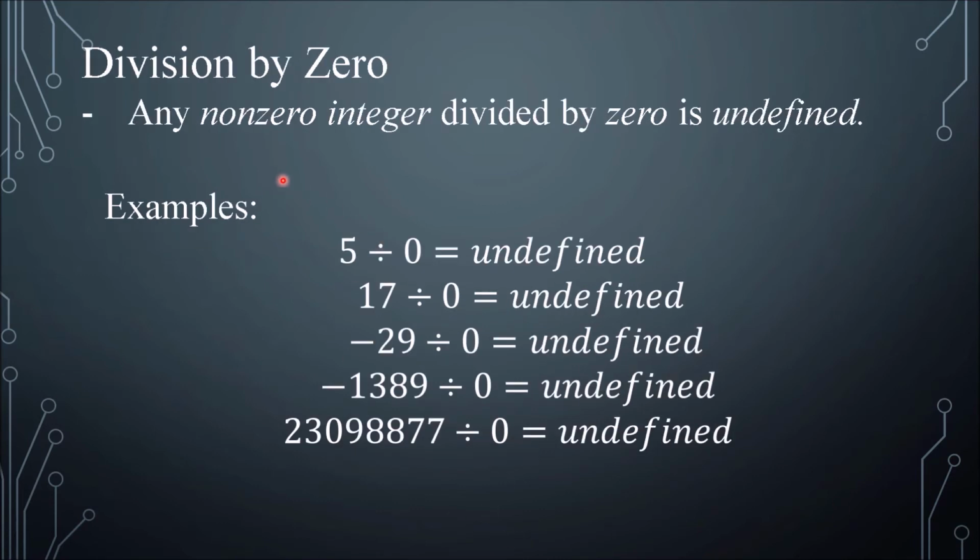Any non-zero integer divided by 0 is undefined. So you have 5 divided by 0, that's undefined. That's not 0. 17 divided by 0 is undefined also. Negative 29 divided by 0 is undefined. And so on and so forth.